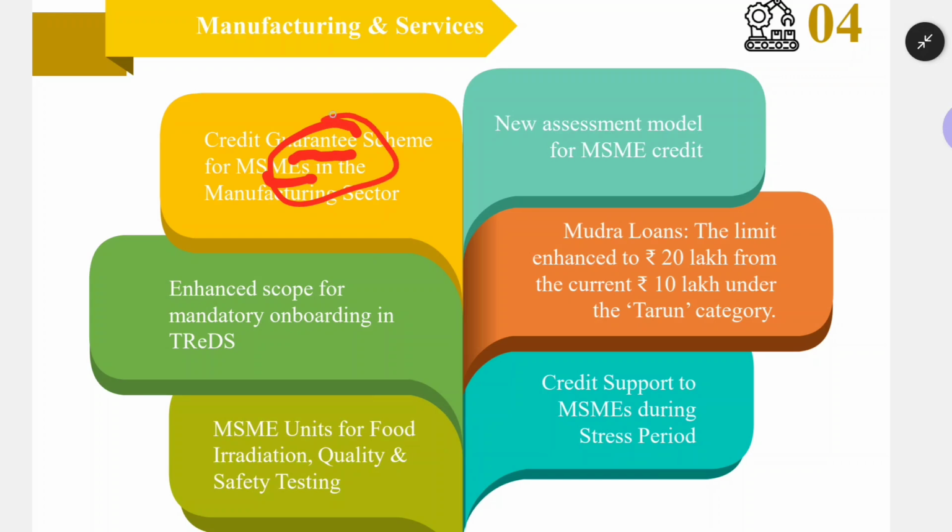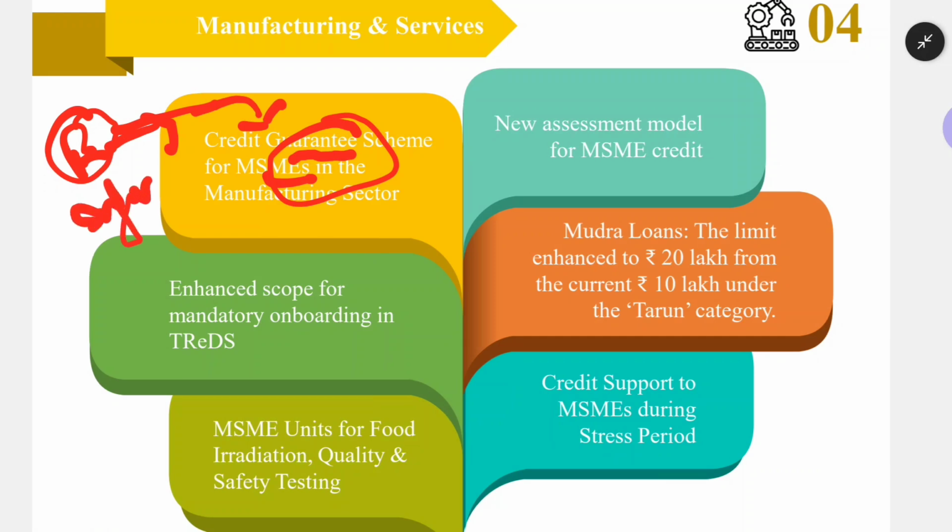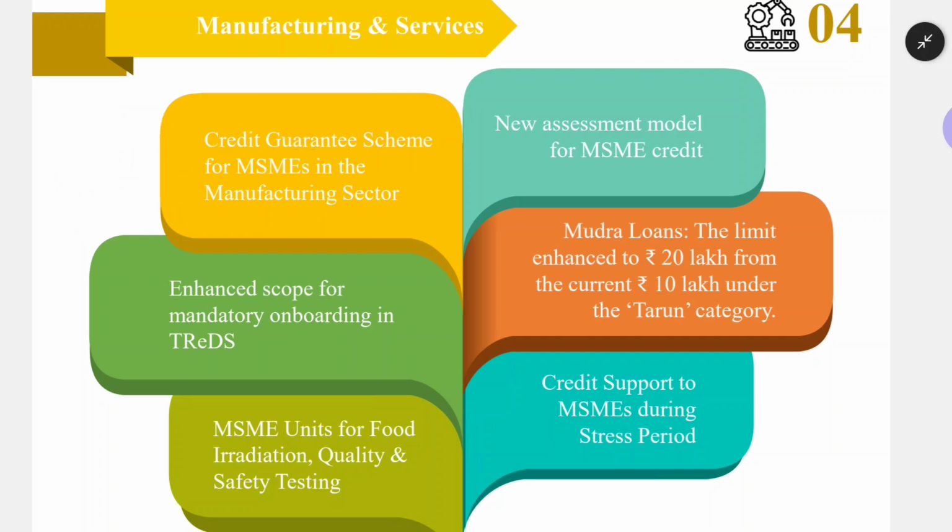So very good incentives. Banks will not have any problem extending loans to the weaker sections of society or whoever wants to be an entrepreneur or startup. Because the money invested in this Mudra scheme is definitely covered by the government of India, and the government will reinfuse it into the banking system during the budget in the form of capital infusion. Okay, now we will see the second one here: enhanced scope for mandatory onboarding in TReDS.